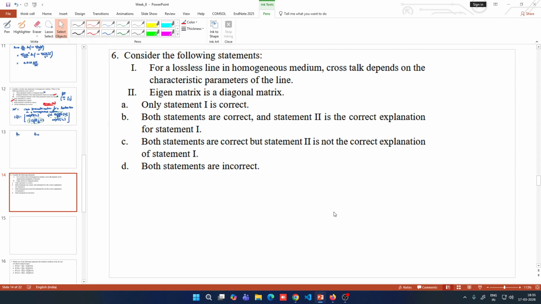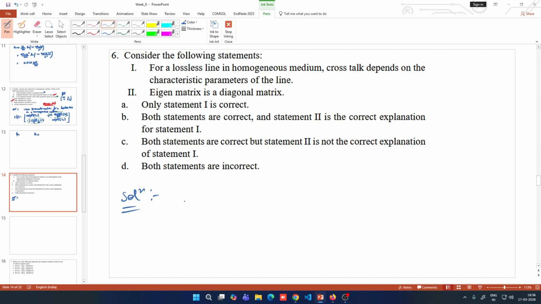Question number 6, okay, here also two statements are given. Consider the following statements. Statement 1: for a lossless line in homogeneous medium, crosstalk depends on the characteristic parameters of the line. Statement 2: eigenmatrix is a diagonal matrix. So let's move to the solution for this question number 6.